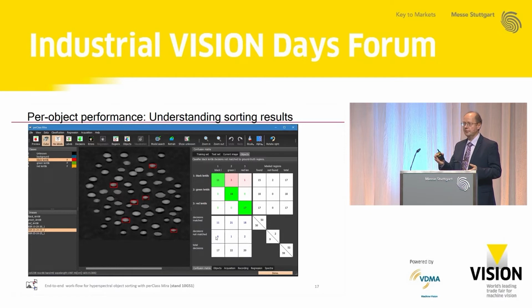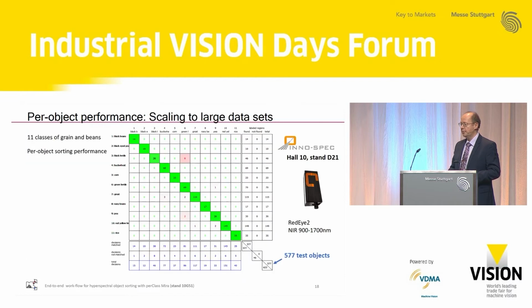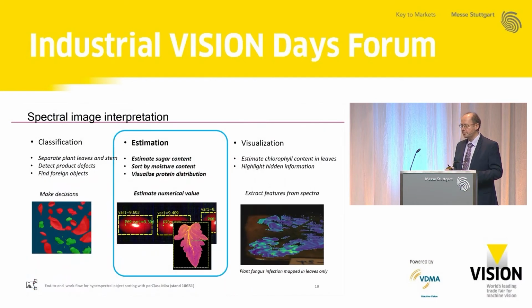So this was on the level of a single image, because it's very interactive and quick to get insights. But of course, in larger sorting projects, we need to go over many scans, often hundreds of scans. This is an example from an application with 11 classes. You are looking at a confusion matrix on the object level, so there are almost 600 objects to get really insights on the true performance for the sorting machine. So that was the classification use case.